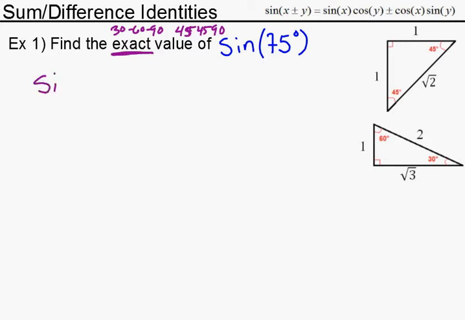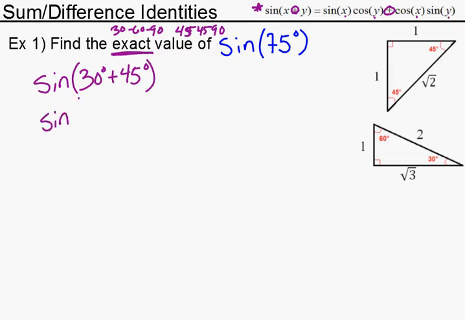So instead of thinking of it as the sine of 75, I'm going to think of it as the sine of 30 degrees plus 45 degrees, because 30 plus 45 gives me 75. So I come up here and I have this in the right format. I have sine of x plus y. So I'm going to be using the plus here, and I'm going to be using the plus there. So this is sine of first, cosine of second, cosine of first, sine of second. So let's write that out.